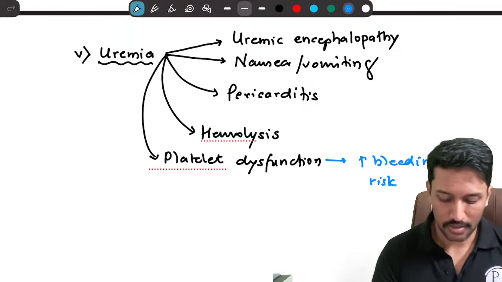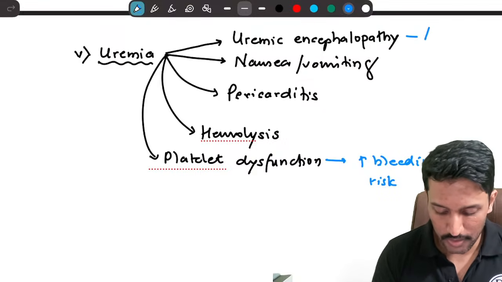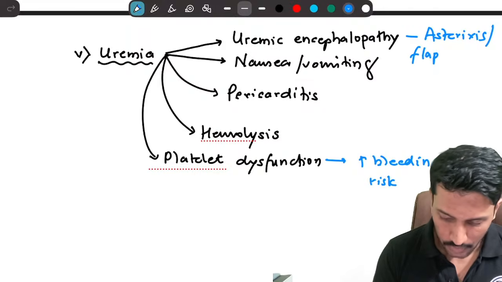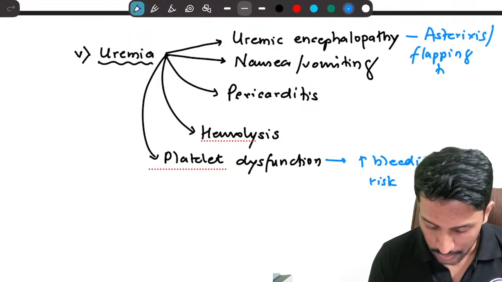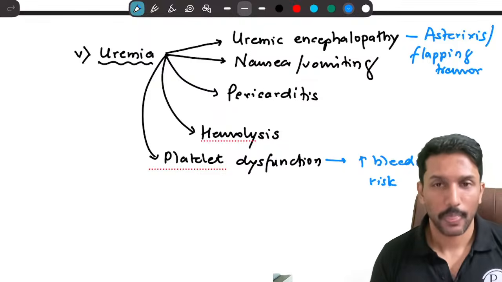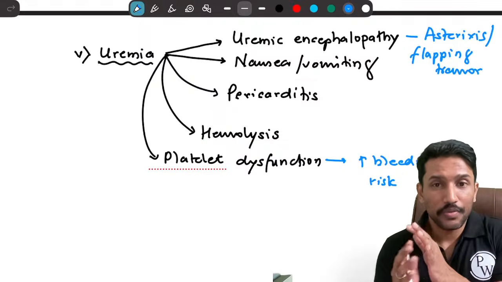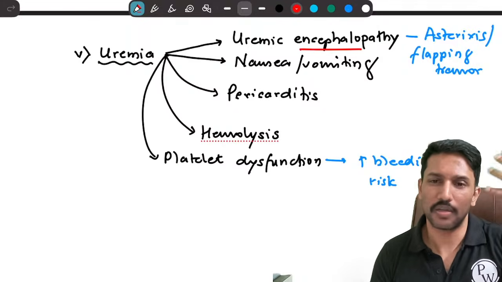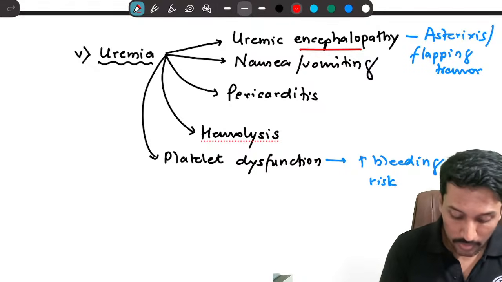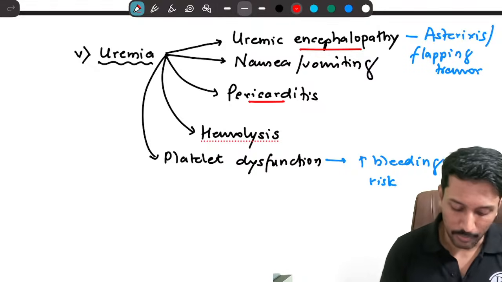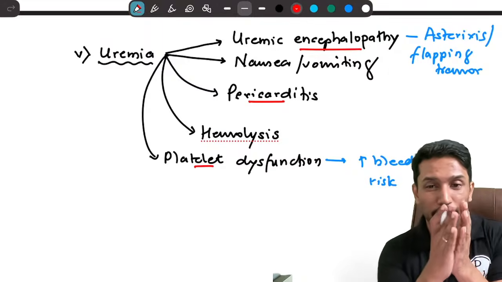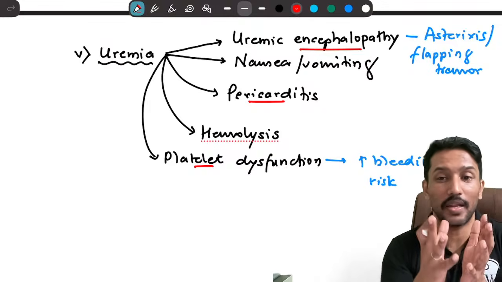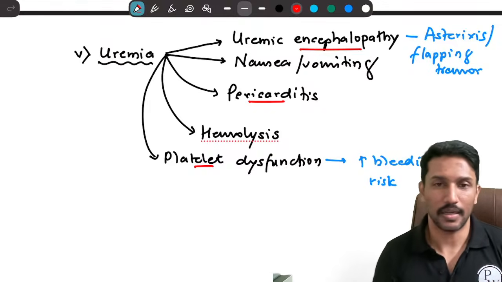So all these are complications. And with uremic encephalopathy, also remember that they present with something called asterixis, or flapping tremor. Now, many of these complications are life-threatening. Uremic encephalopathy can literally lead to obtundation, coma, and death. Uremic pericarditis can also be life-threatening, especially combined with platelet dysfunction. On one side your pericardium is inflamed and you have platelet dysfunction, so you may start bleeding into the pericardial space, end up with cardiac tamponade and die.